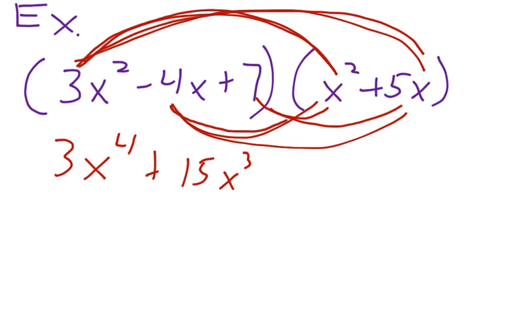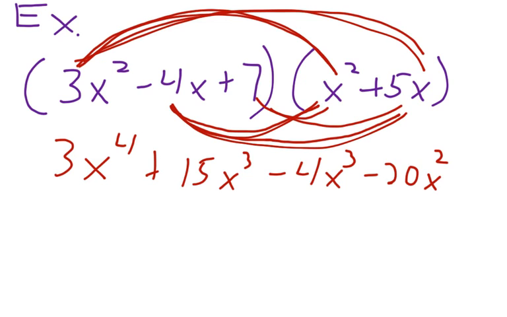And then negative 4x times x squared gives us negative 4x to the third. Negative 4x times 5x gives us negative 20x squared. And now I've run out of room. 7 times x squared gives me positive 7x squared. And then if we do 7 times 5x, we get positive 35x.